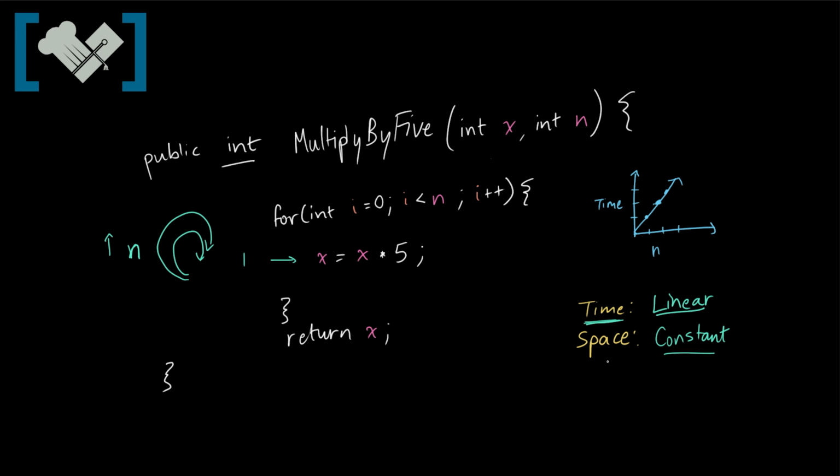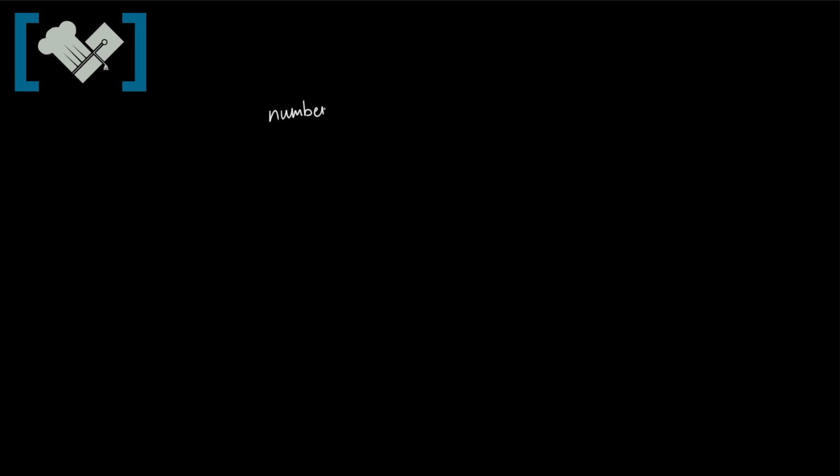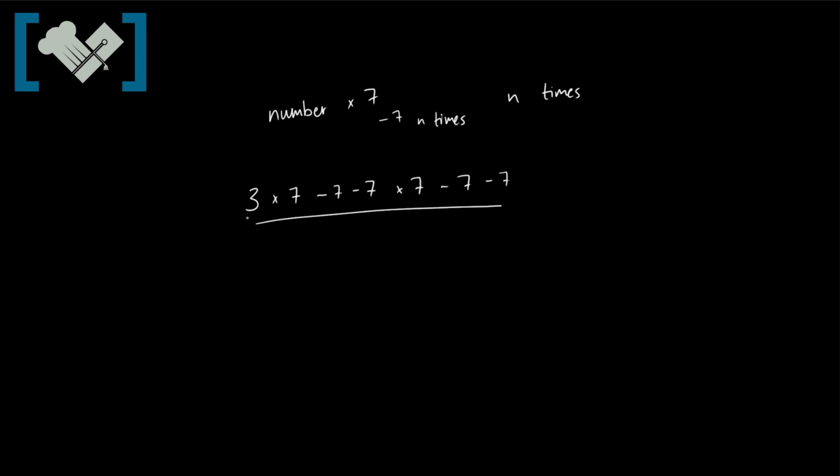Let's take a difficult problem that extends the previous example. Let's say we want to multiply a number by 7 an n number of times, but each time we do so, we want to subtract by 7 an n number of times as well before multiplying again. For example, if we wanted to multiply 3 by 7 twice, and in between, subtract 7 twice for each iteration, 3 would be the number and n would be 2.